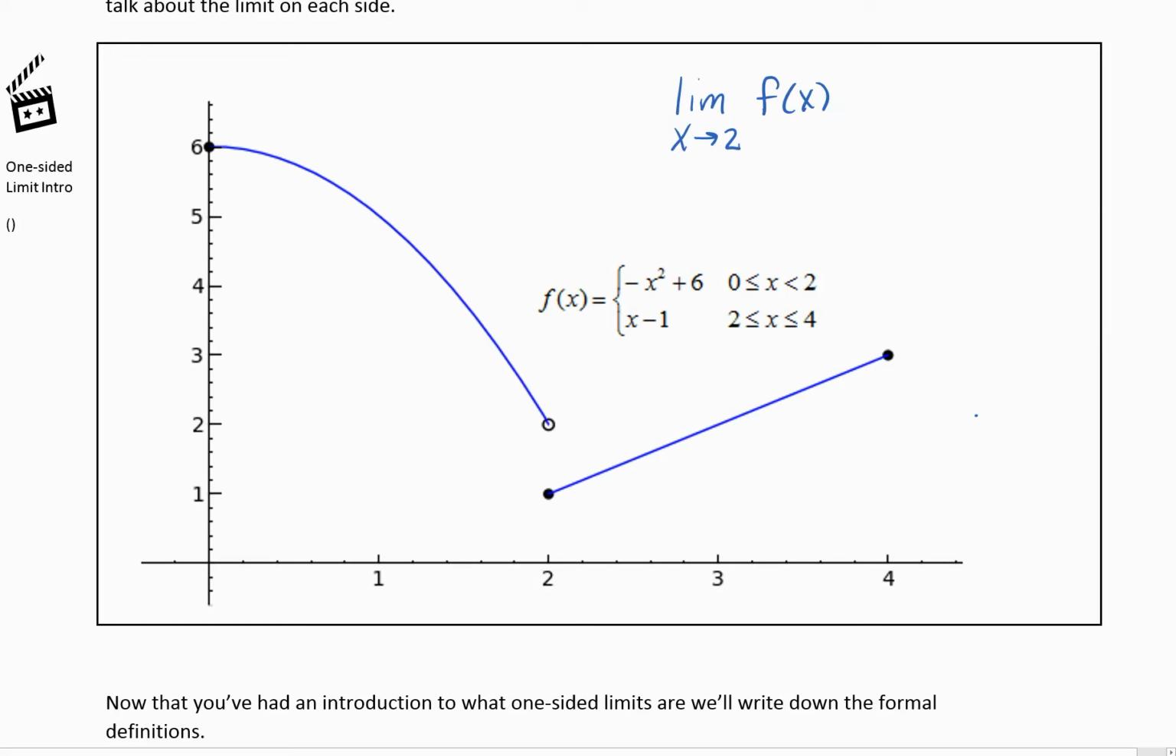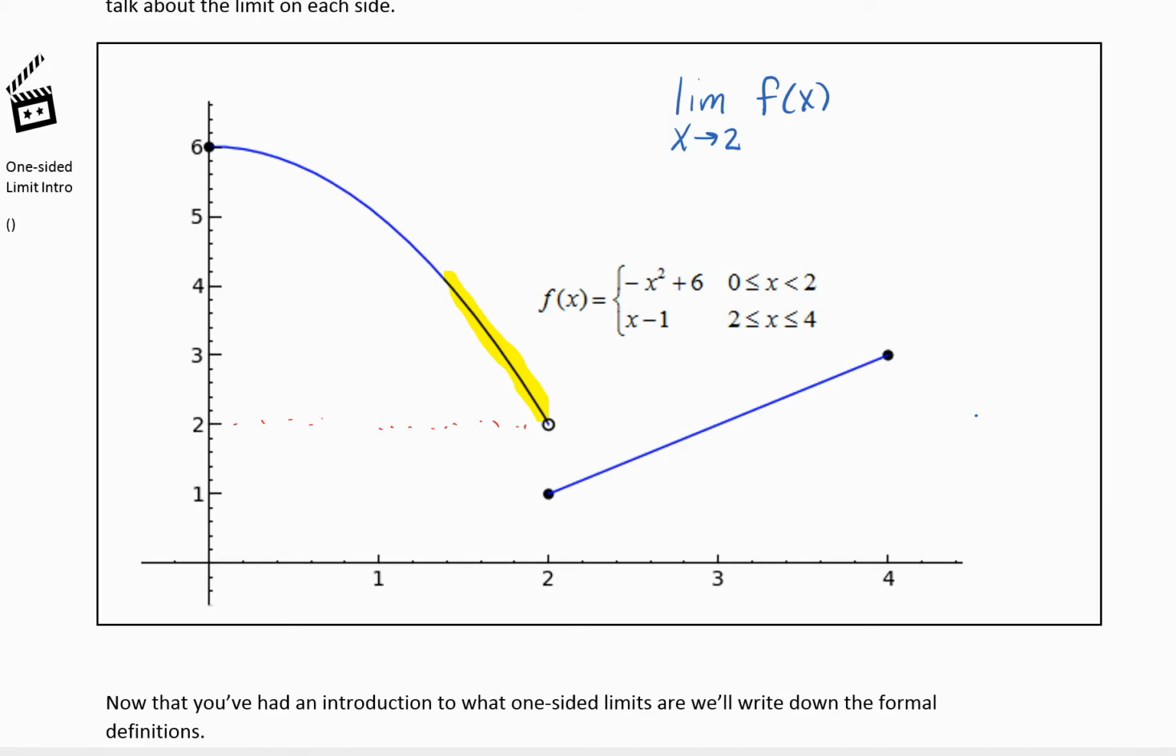It says for x between 0 and 2, the function is negative x squared plus 6. And for x between 2 and 4, including 2 and 4, the equation for it is x minus 1. So let's think about what happens for this limit. Well, as we're coming from the left, as we get closer and closer to 2, the graph is going toward the y value of 2. Okay, so that would make us think that the limit is 2.